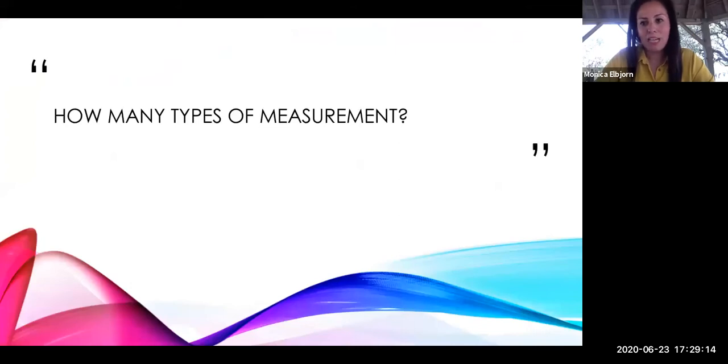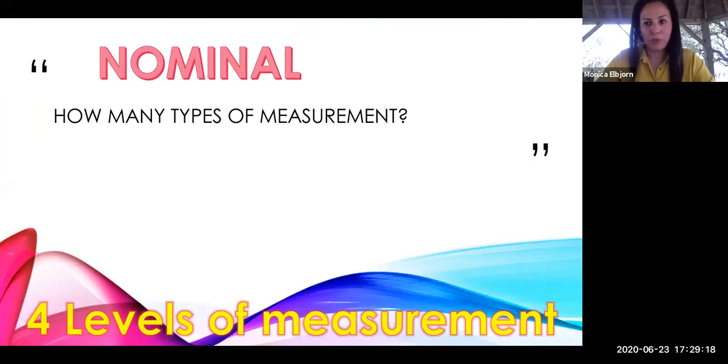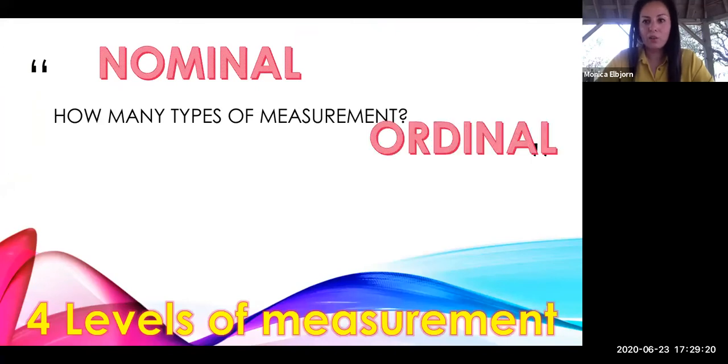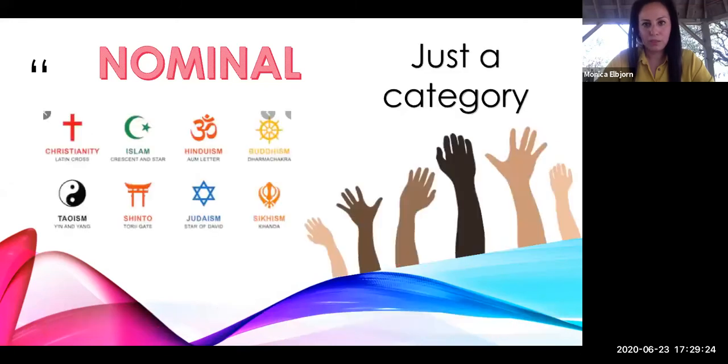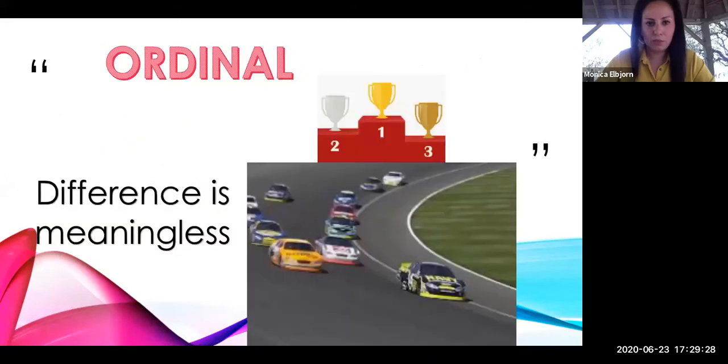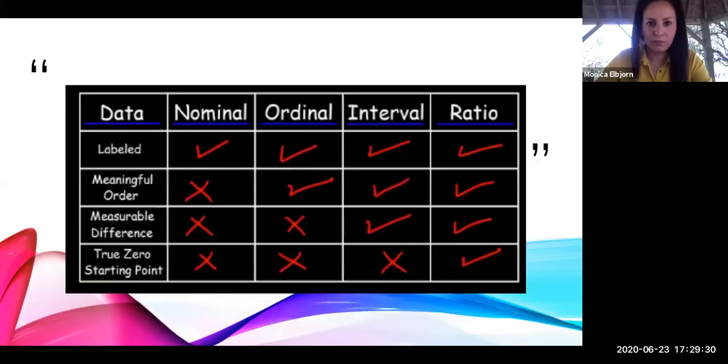So how many types of measurement do we have? We have four: nominal, ordinal, ratio, and interval. Nominal is just a category. Let me go to the final one. We're almost done. So you will see we have nominal, ordinal, interval, and ratio.